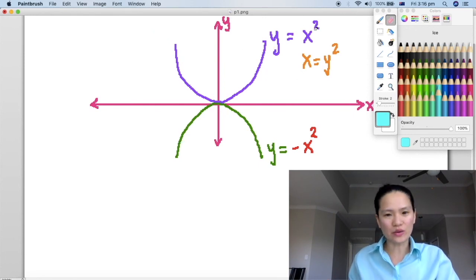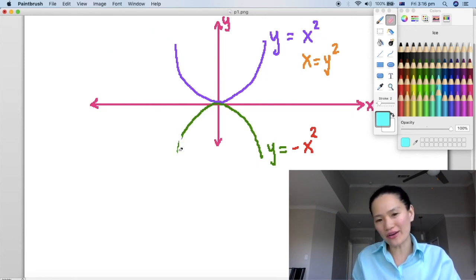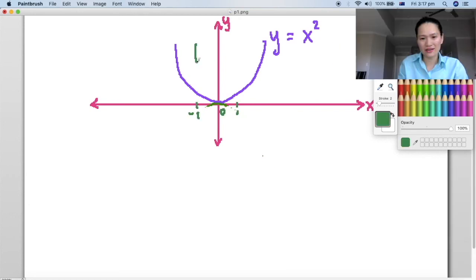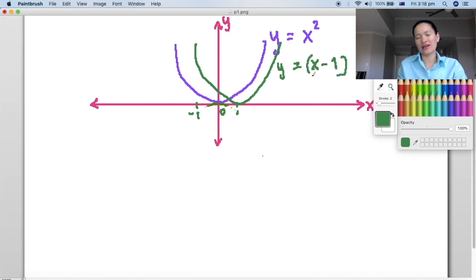y equals x squared, and I'm going to show you how it shifts left to right. I'm going to shift this way. This one is y equals (x minus 1) in the bracket squared. And if the graph shifts left, it's going to be similar to this.